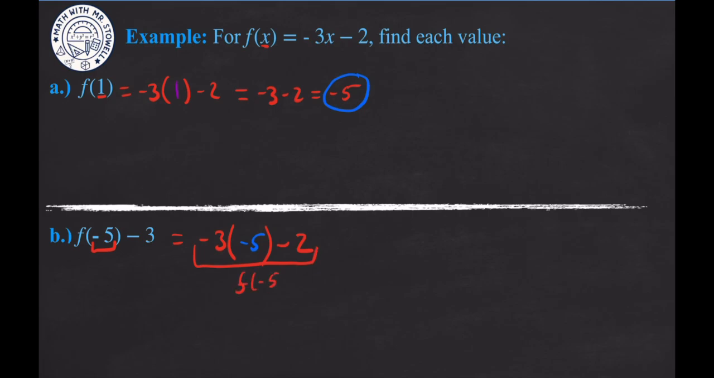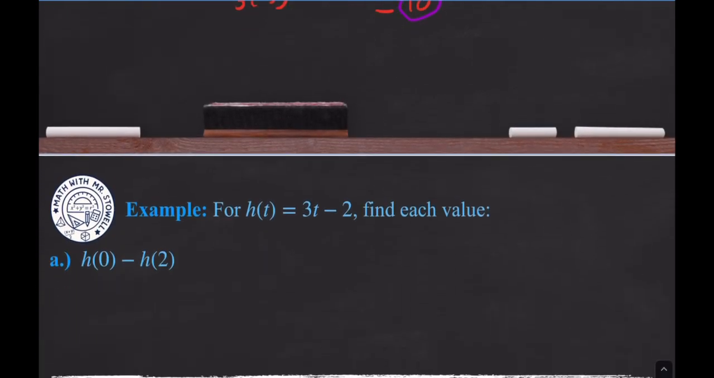This is our function, f of negative 5. Then we take that and subtract 3, because we have our function, and we're subtracting stuff outside of that. So this would give us the grand total of negative 3 times negative 5 is positive 15, minus 2, minus 3. So this would give us positive 15 minus 2 is 13, minus 3 gives us 10. So the value of f of negative 5, subtracted by 3, gives us an output of 10.